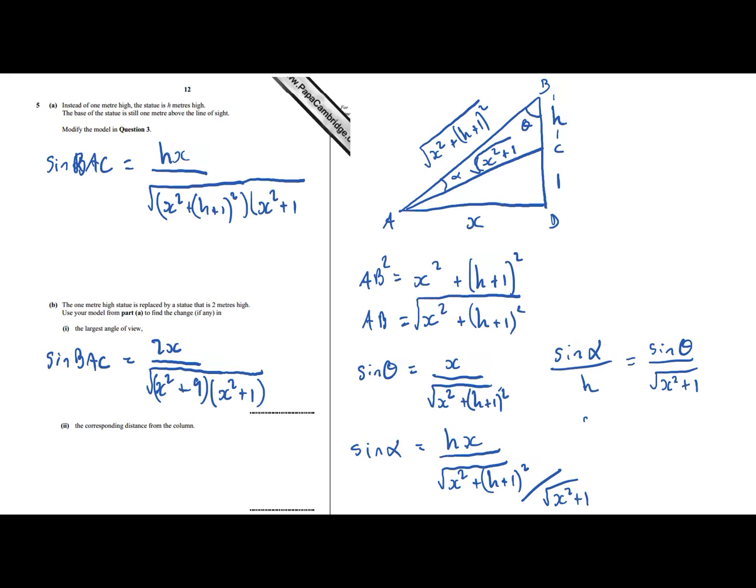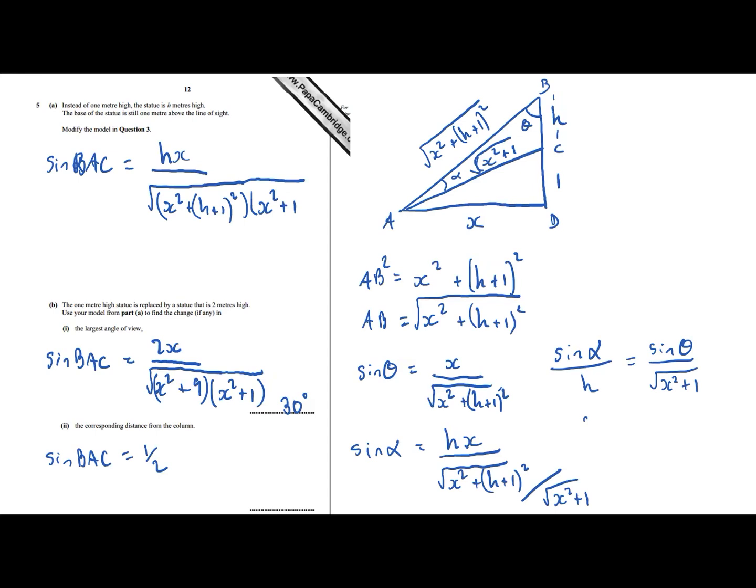Okay, so all you need to do is put that function into your graphic calculator and see what the largest angle of view is. So I'm just doing that now. That's going to become 9. Change that to 1, and that's going to become 2x. Okay, and I've got a new maximum at x equals 1.732, y equals 0.5. So that means at the maximum, sine BAC is equal to a half.